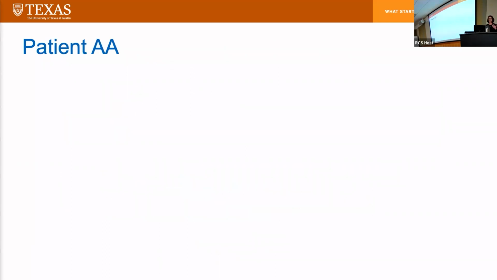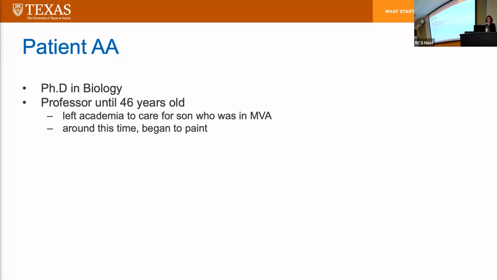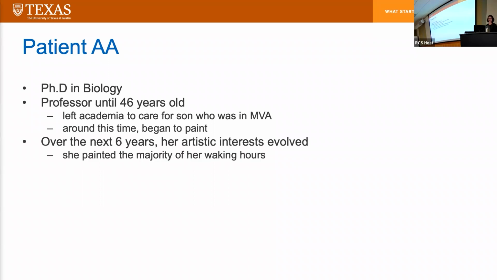So the paper and the podcast tell the story of this individual whose initials are AA. She was a professor in biology, and she worked in academia till she was about 46 years of age, at which point she left her job to take care of her adult son who'd been in a motor vehicle accident. And around this time, she started to paint. She never went back to her academic job.